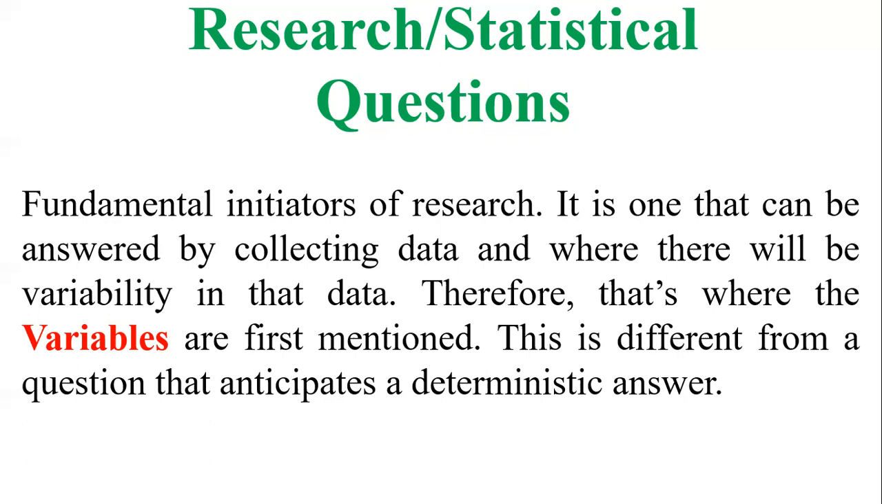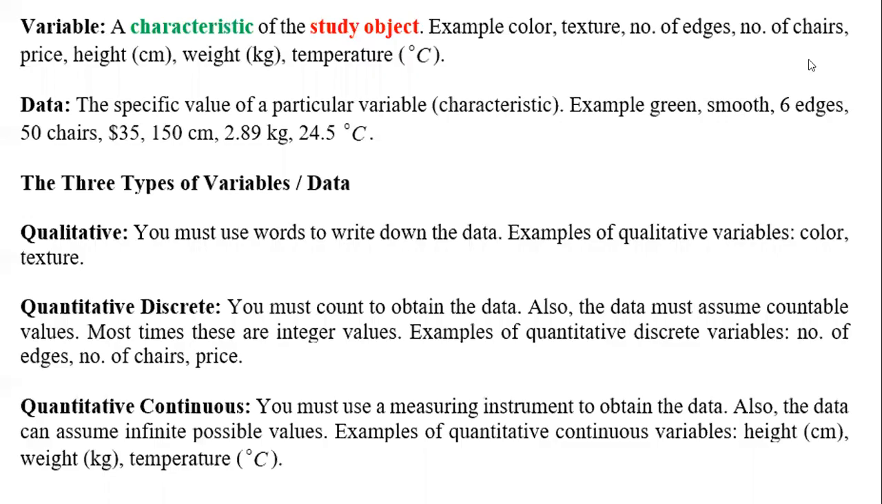So for example, what is the height of this table? You take a measuring device and you determine the height of the table by simply measuring. So this is a deterministic answer from a simple question. But a research question requires that you collect data in order for you to answer that question. Now, as we mentioned, the variables are first mentioned in the research question.